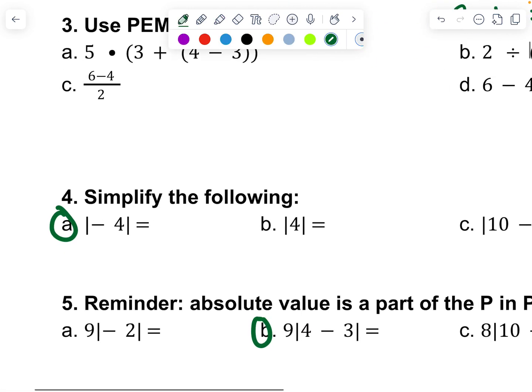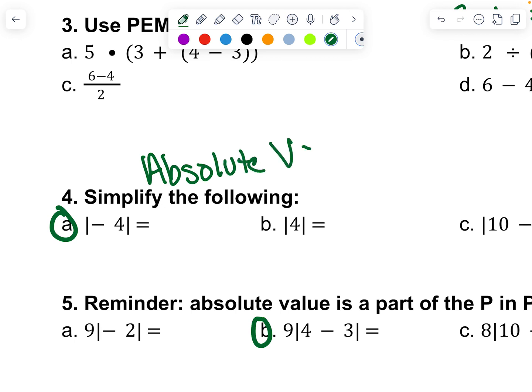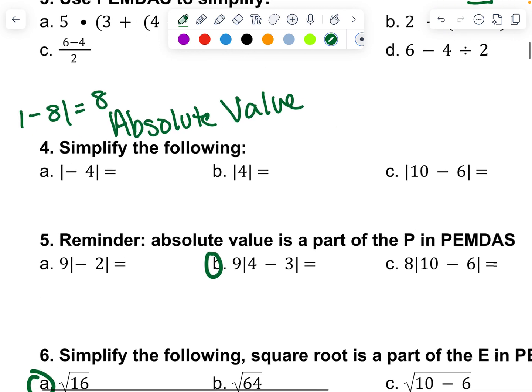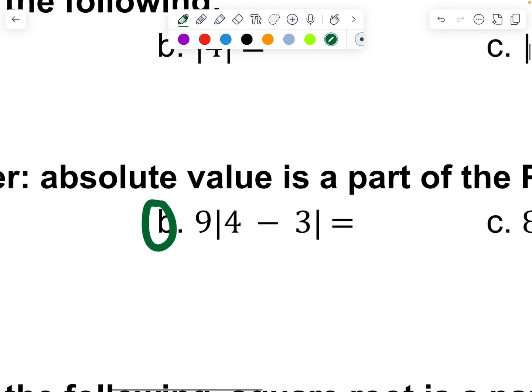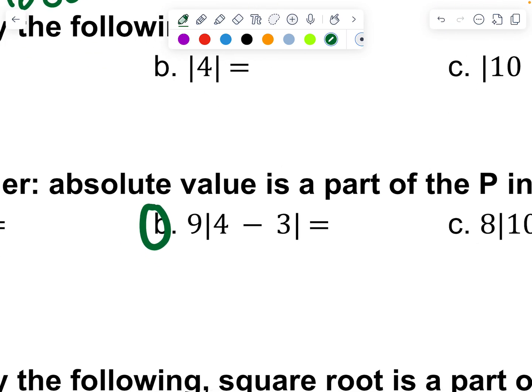When we get to absolute values, these are called absolute value bars right here, these vertical lines. And basically their job is to turn everything positive. So it's as simple as if I have the absolute value of -8, this is 8. So I can move on to more complicated problems like this. You can treat absolute value signs like parentheses.